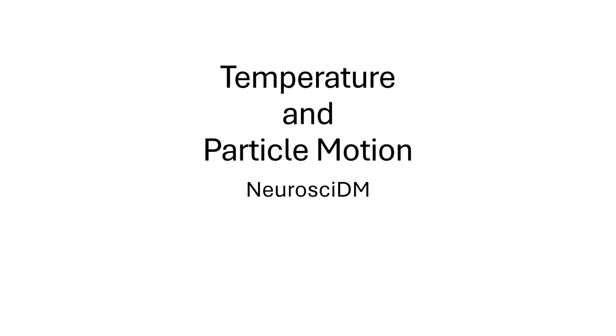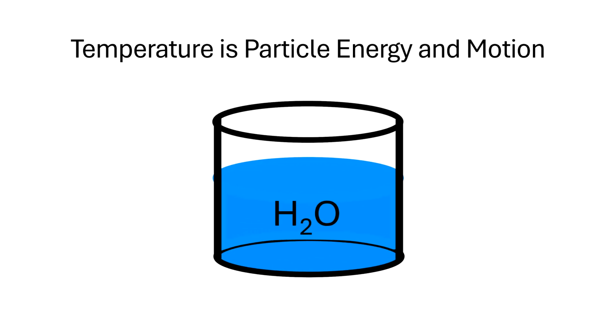So with that in mind, let's talk a little bit about how temperature and the motion of particles are related. Now, what is temperature exactly? Well, temperature is a measurement of the motion and energy of particles and molecules in a substance. And that substance could be a liquid like water, or a solid like a tree, or a gas like the air we breathe, or plasma.